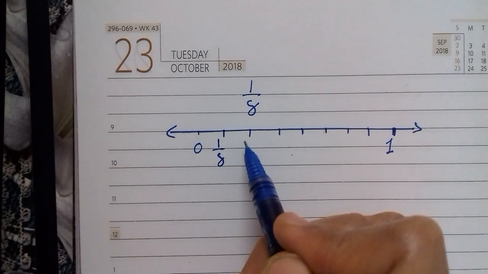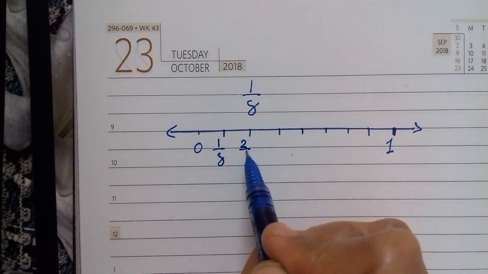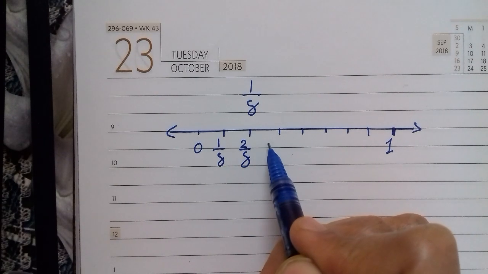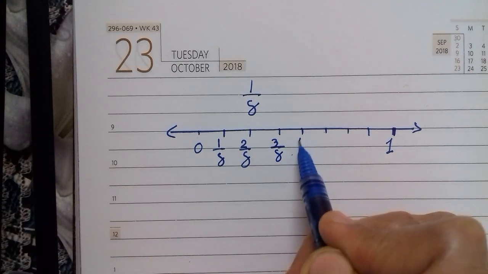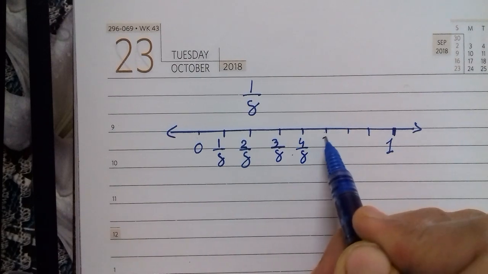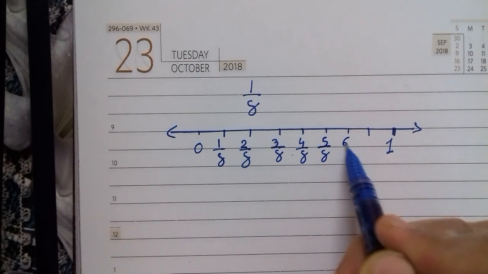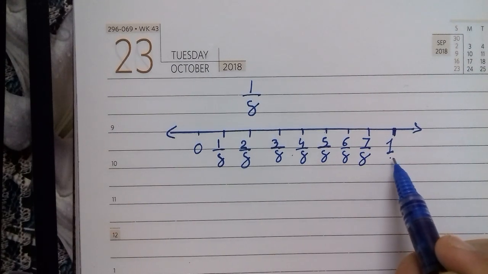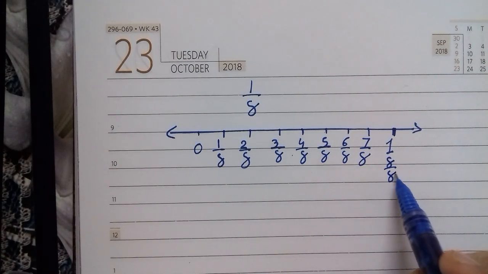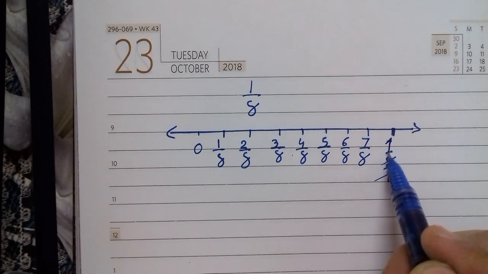The second point of the division will be labeled 2/8. The third point 3/8. Fourth 4/8, 5/8, 6/8, 7/8, and this is 8/8. 8 cut, so the answer will be 1.